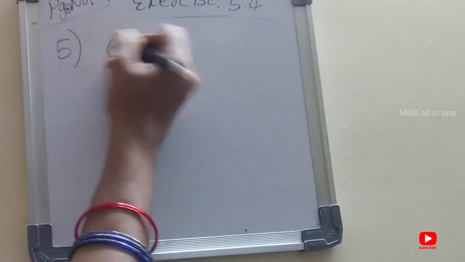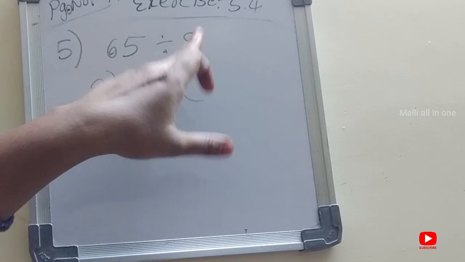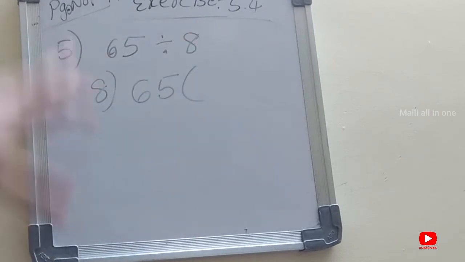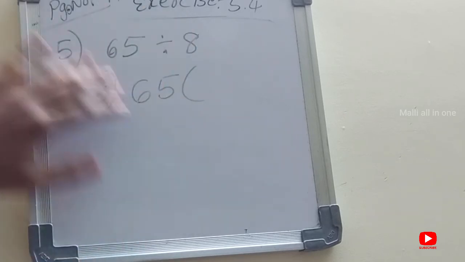Okay. Now the fifth one, 65 divided by 8. You should remember like this: the small number is the divisor, and the big number is the dividend. Now we have to find the quotient and remainder.